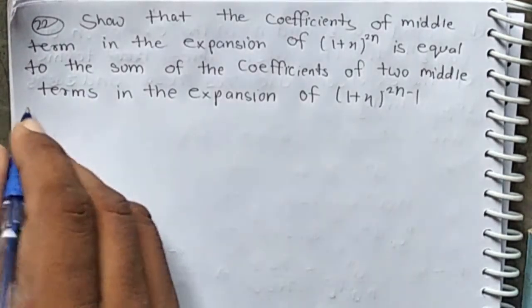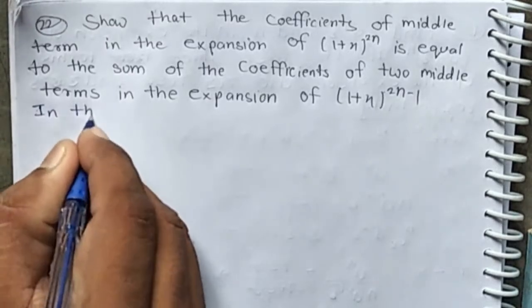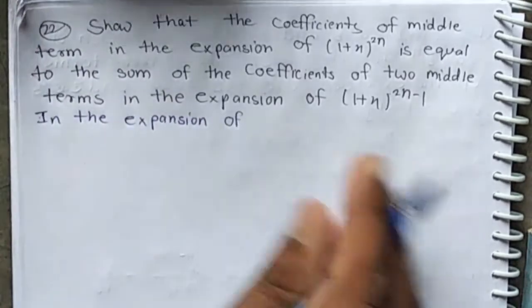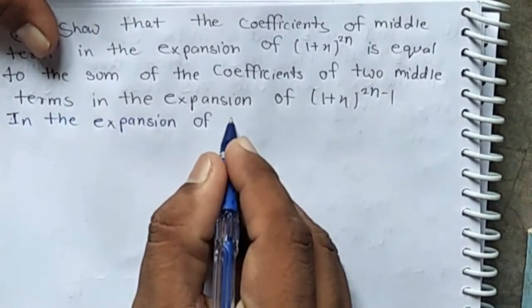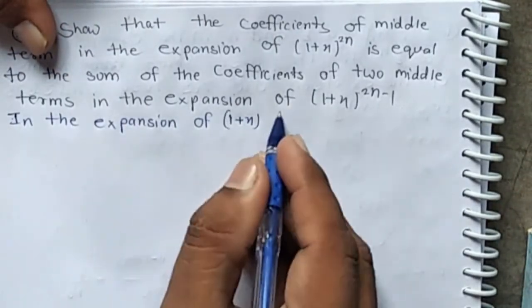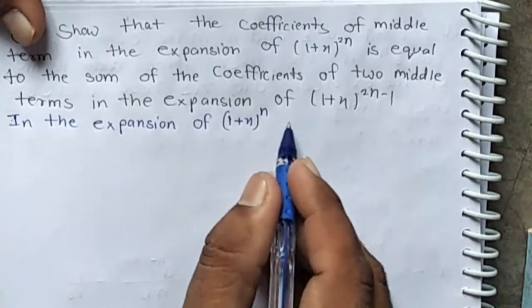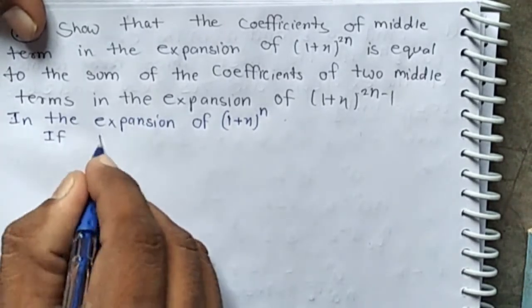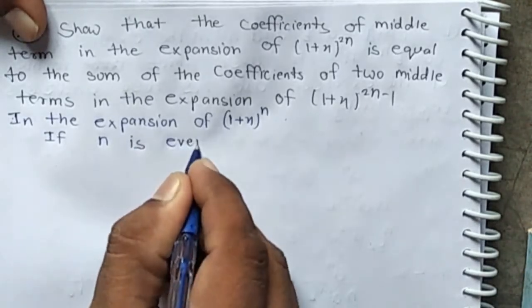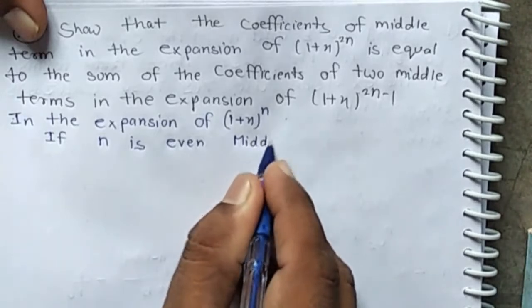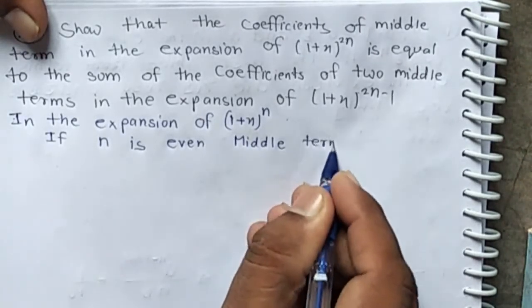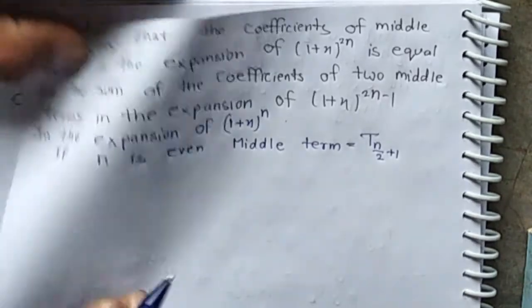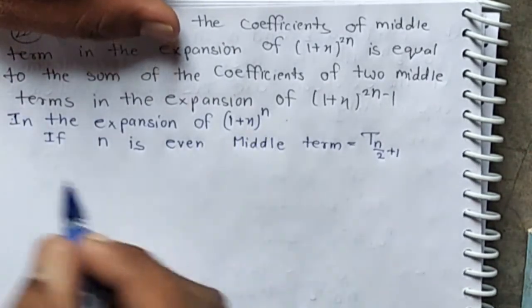We know that in the expansion of (1 + x)^n, if n is even, then we have only one middle term, T(n/2 + 1). It is also applicable in (x + a)^n.